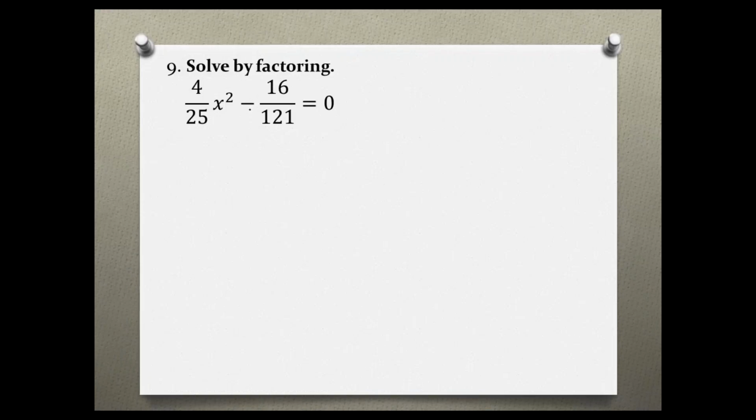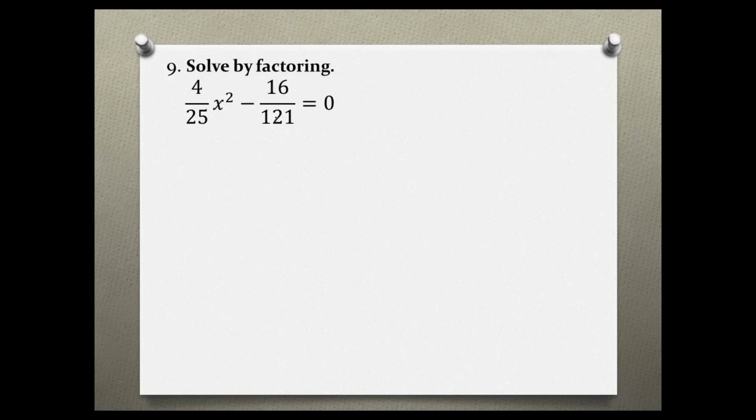Problem number 9, solve by factoring. So we have 4 over 25x squared minus 16 over 121 equals 0. Solving by factoring, I have to look for any method I can use. First one is to look for a greatest common factor, but if I look at the two terms, they don't really have anything in common.